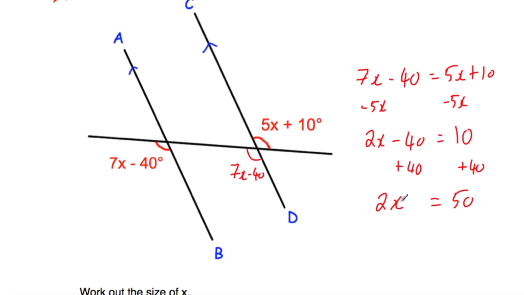We don't want 2 multiplied by x, we just want to find out what x is. So let's get rid of this multiplied by 2. So we're going to do the inverse operation. We're going to divide both sides by 2. So 2x divided by 2 would just be 1x, or x, so x. And then 50 divided by 2 is 25.